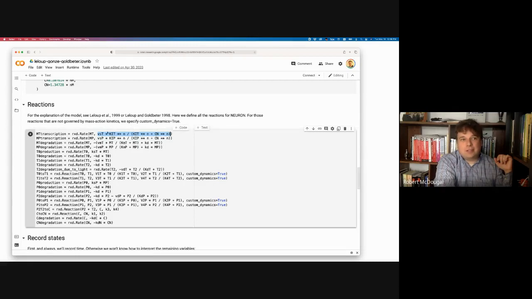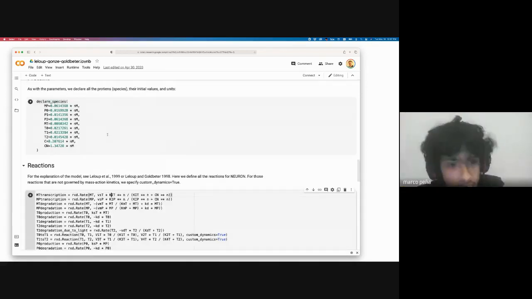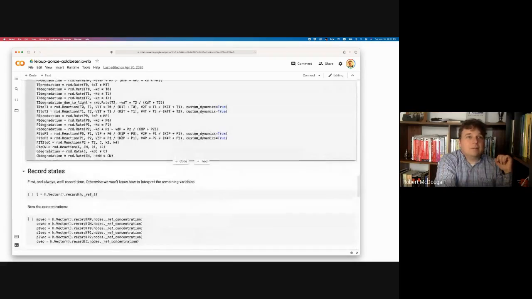Which type of reaction is this? Where have we seen this form of an equation before? Is this mass action? Is this Michaelis-Menten? Is this Hill? Is this Leprechaun? This is Hill dynamics, because I have a concentration that's being raised to the nth power.